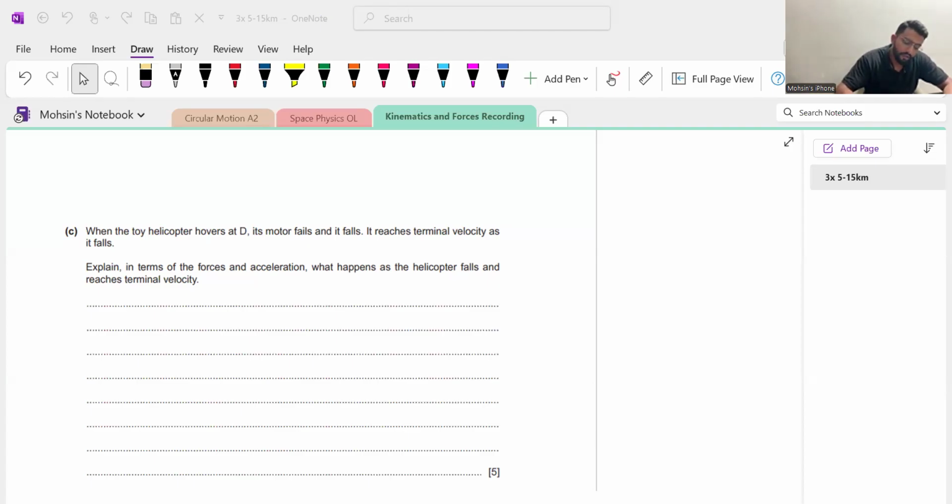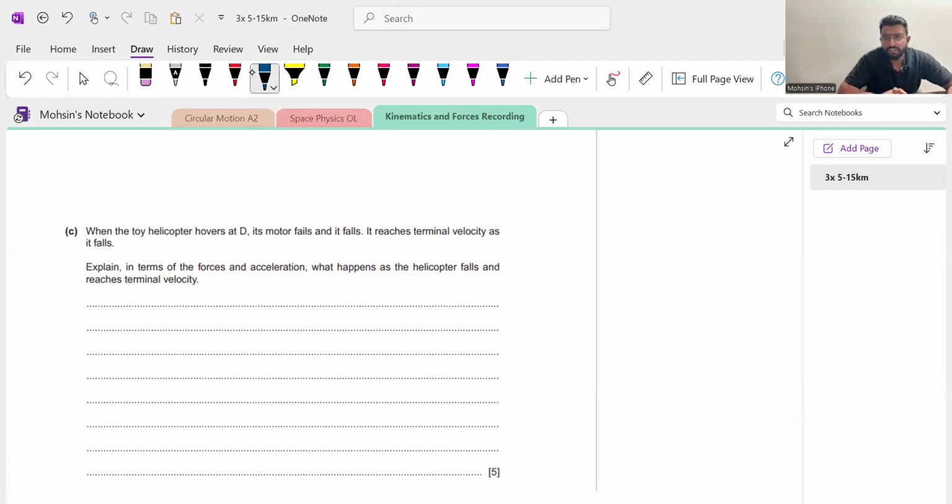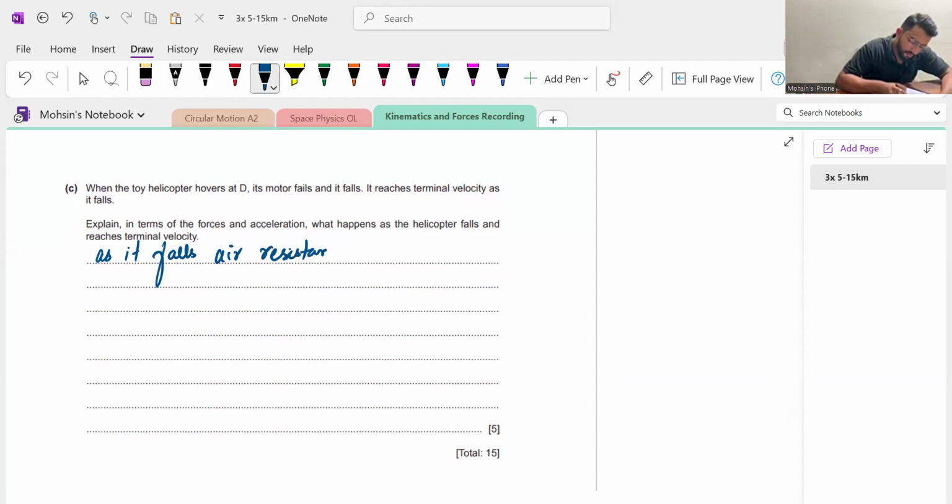So from this topic we know, I'm writing here. I will explain as well a little bit, because it's a topic which needs a lot of explanation. If you are not clear on this topic, you have to read the topic from the book or anywhere you're studying. So as it falls, air resistance acts on it.